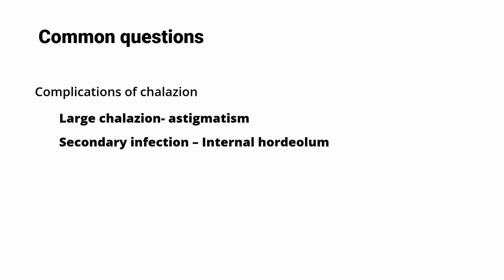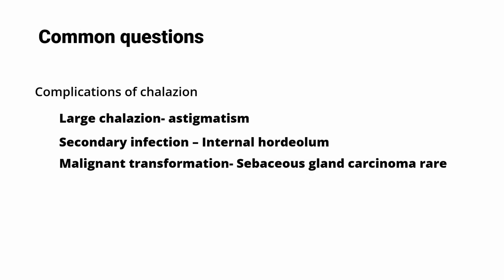Then what are the complications of chalazion? What will happen if you leave it untreated? Large chalazions can cause astigmatism by pressing on the cornea. Secondary infection can result in internal hordeolum. Sometimes malignant transformation can happen, and since it is arising from the meibomian gland, you will have sebaceous gland carcinoma. It's a very rare complication, but can happen.